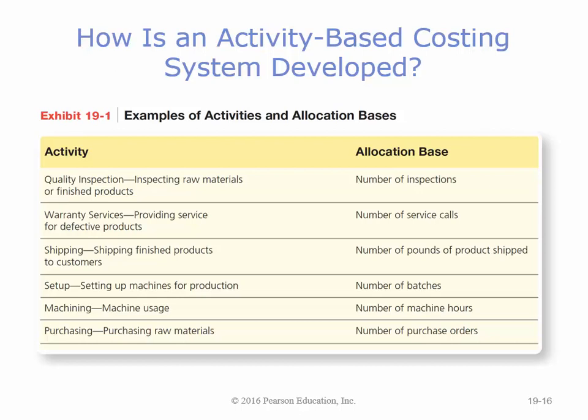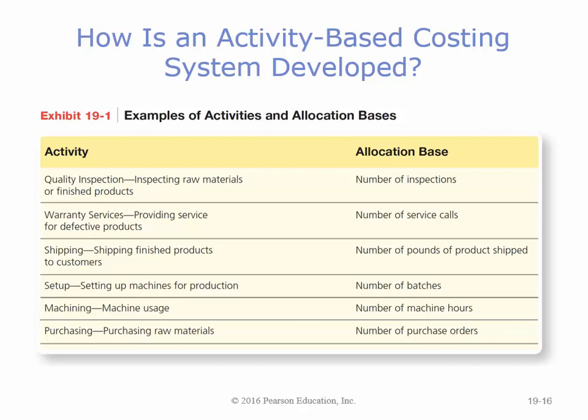So what they're saying is, hey, look, we have all of these activities involved in the creation and delivery of our product. We have a quality inspection, we have warranty services, we have shipping, we have setup of the machines, we have machining, we have purchasing. And what you're doing is recognizing that all of those activities consume overhead assets, okay? A lot of times you don't think of it that way.